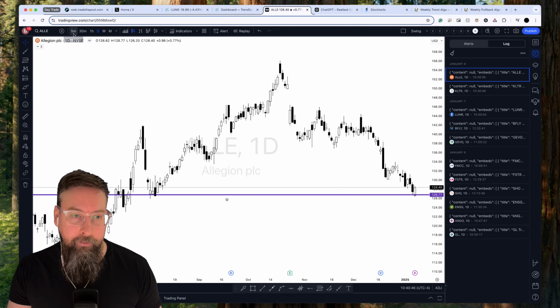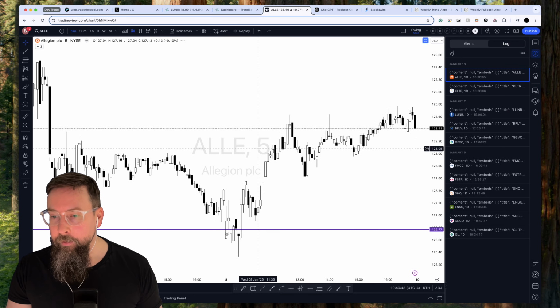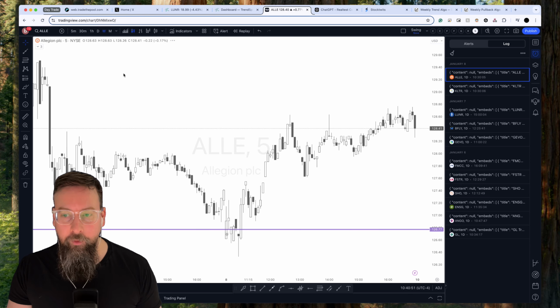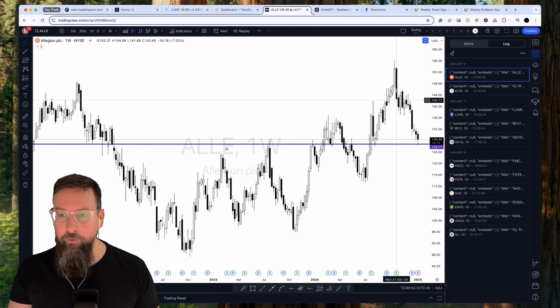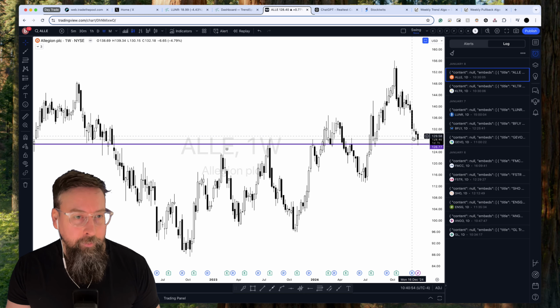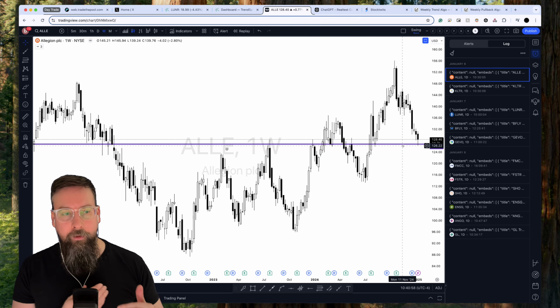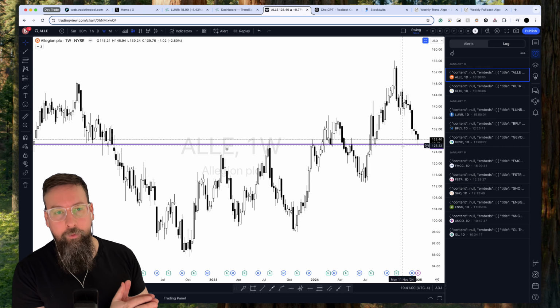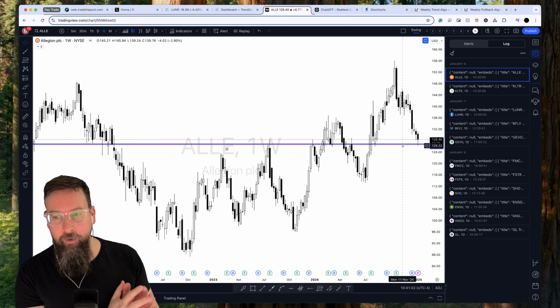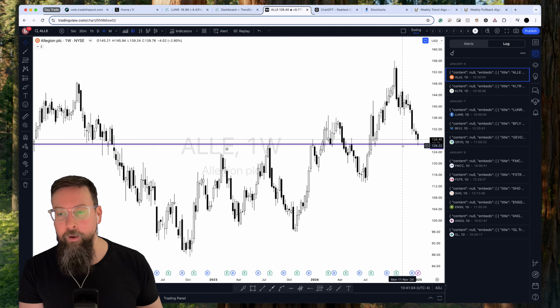So ALLE, for example, right? This is the idea behind this. We'll actually go to the weekly chart. We're looking for very strong stocks that are a little bit overextended to the downside on the weekly chart, and we're just looking to kind of do a little snatch and grab. If there's support in the area where the system is saying to buy, we want to take it.